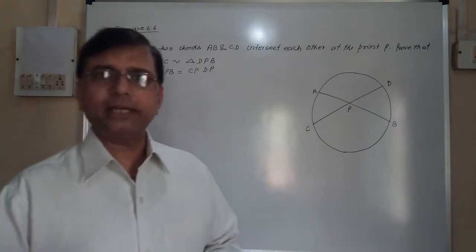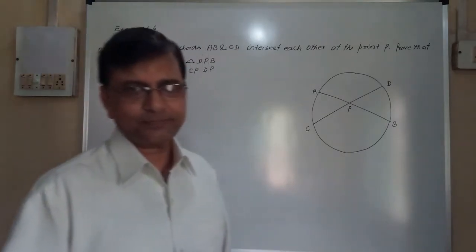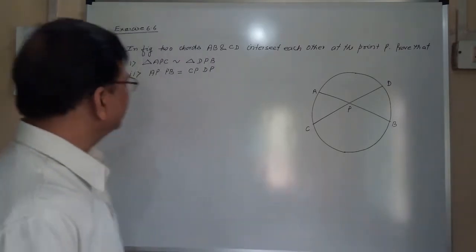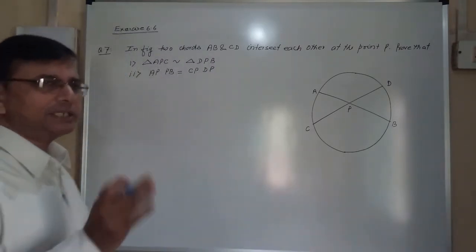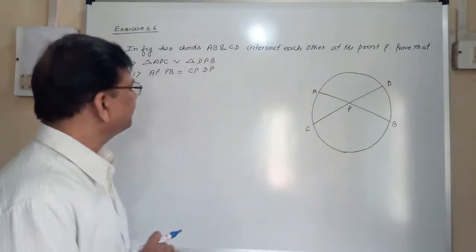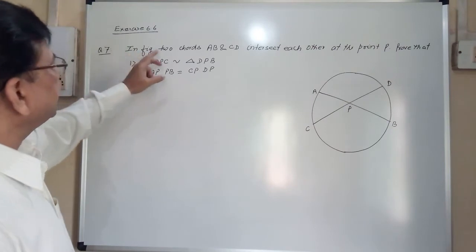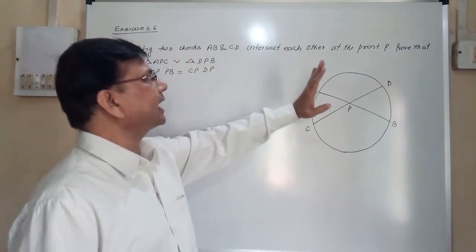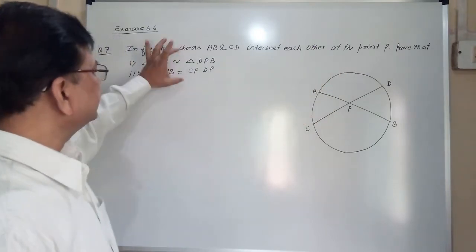Continue with the exercise 6.6 of the triangle. A few problems are left, so I have taken question number 7, up to 6 I have already done. So in this question it is given in the figure two chords AB and CD intersect each other at the point P. Prove that these two.